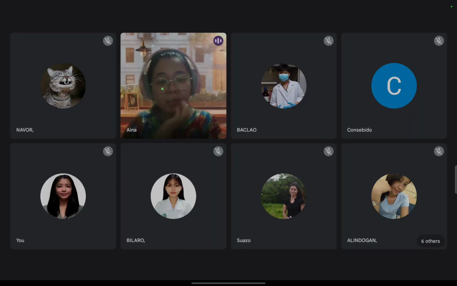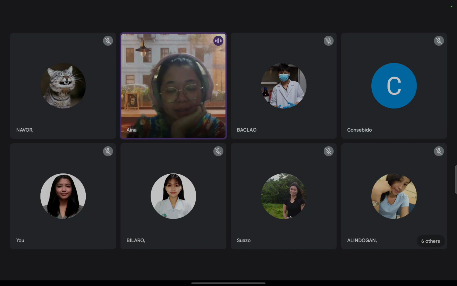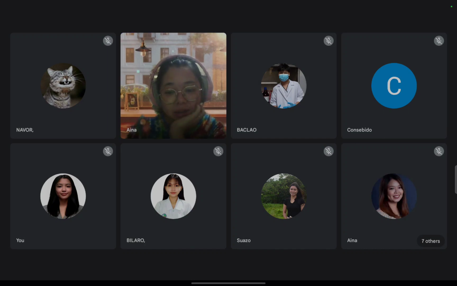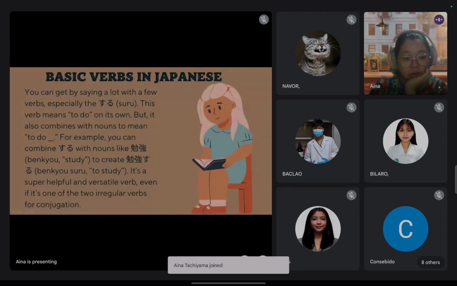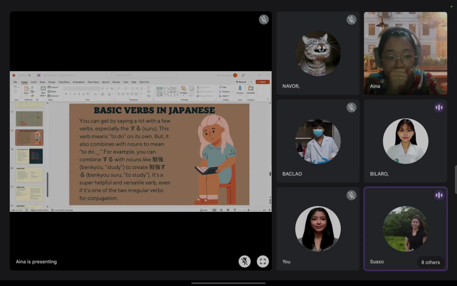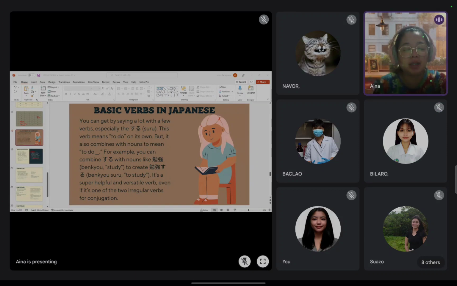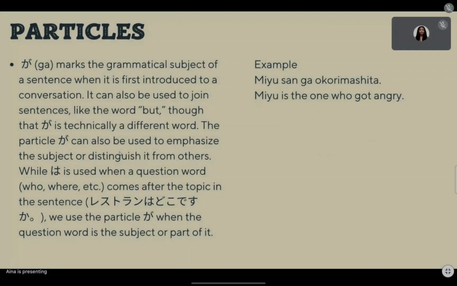Ay, naka-mute pala ako. Wala din pong naka-share screen. Hindi, natanggal ko na siya kasi tapos na ako. Kanina pa ako nagsasalita. Nasaan na ako? Nung nag-mute ako. Naka-mute pala ako. Nakataas yung mic ko. Hanggang saan niyo ako narinig? Sa particle na to. Doon ako nag-mute. Okay. Sige. Buti naman.